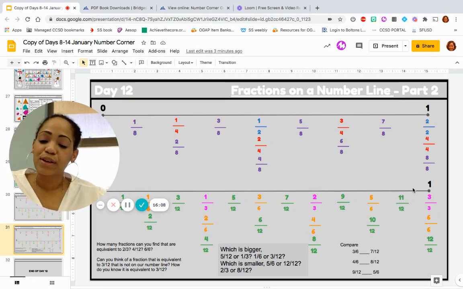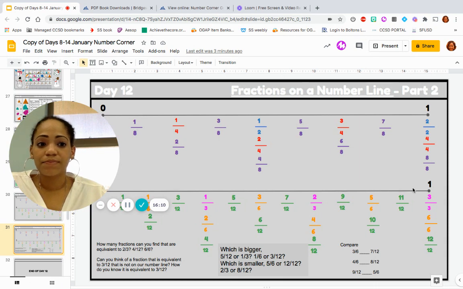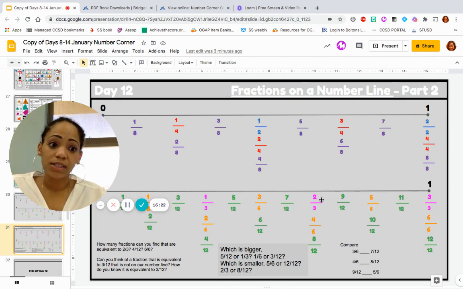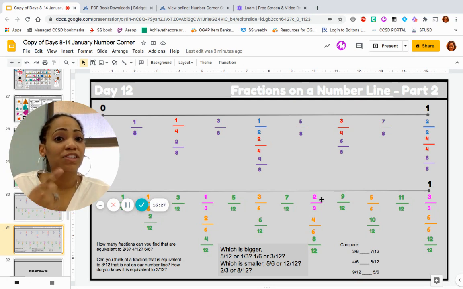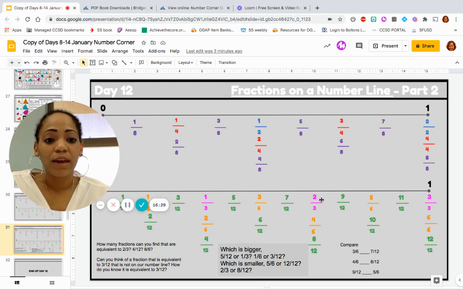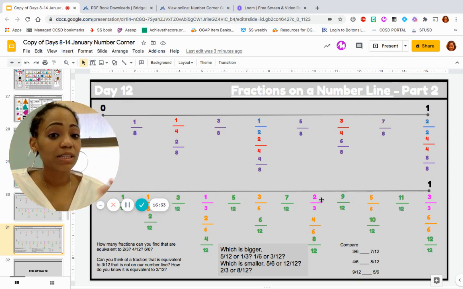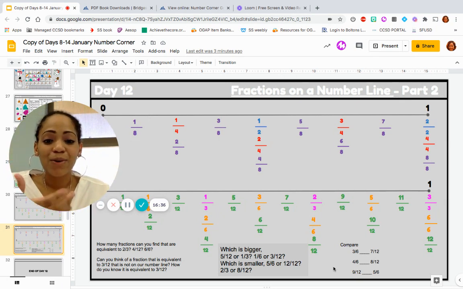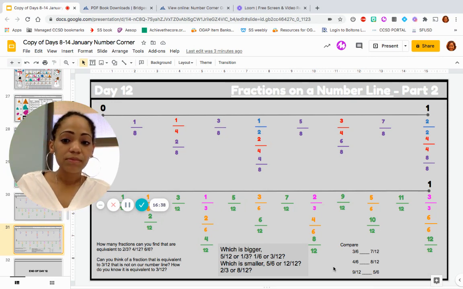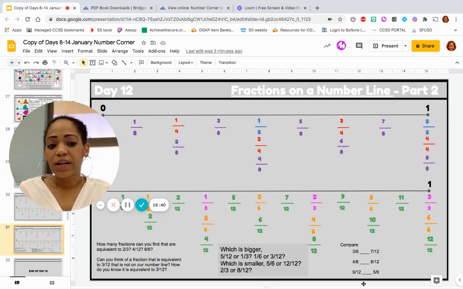How about 2/3 or 8/12? Trick question. They are equivalent. If I were to take 2/3 and multiply it by 4/4, because that means I'm multiplying by one whole, and anything times one is itself. It's just with fractions, we're giving it a new name. So 2/3 times 4/4, which is 1, anything times 1 is itself, will give me 8/12. So they are equivalent.